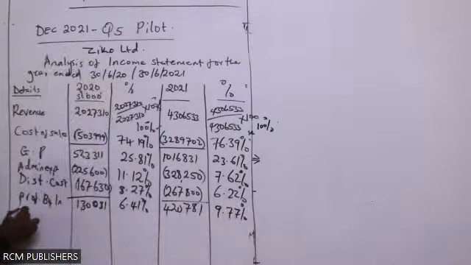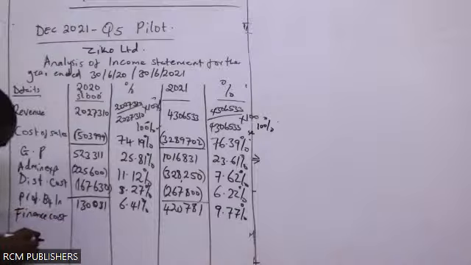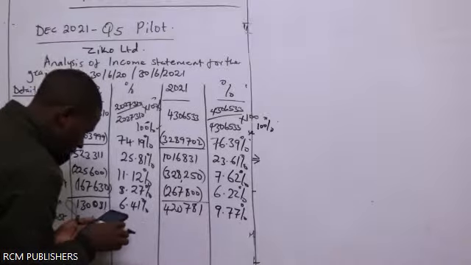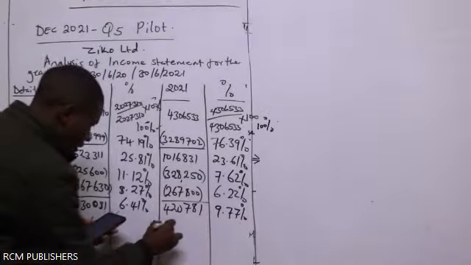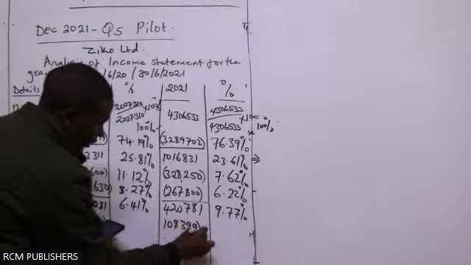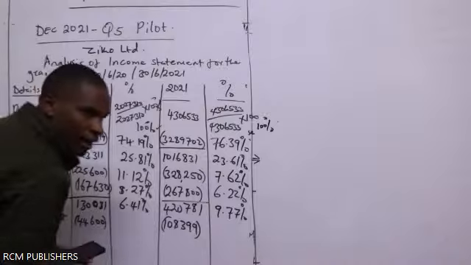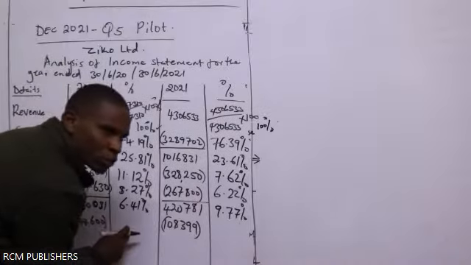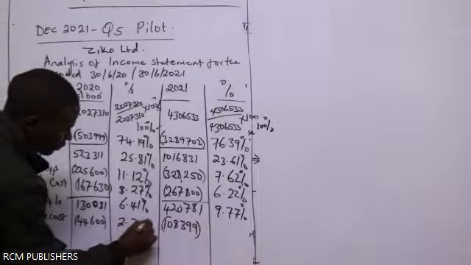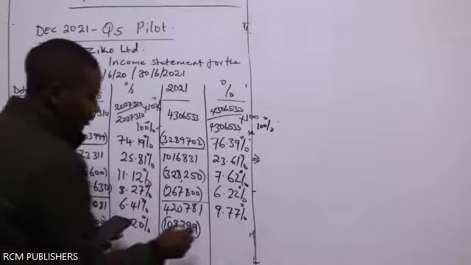Finance cost. They are calling it finance cost. This is very interesting. Finance cost 44,600. And then for this period is 108,399. Give me this one, 2.20. Okay, 2.20. Finance cost for these ones, towards that.